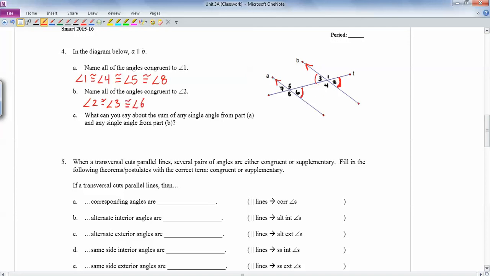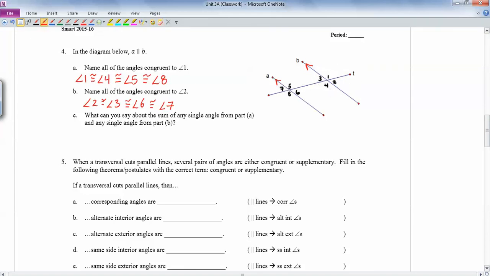And then either you could say 6 and 7 are the same because of vertical angles, or you could say 3 and 7 are the same because, let's see, because they're corresponding angles. So there we go.